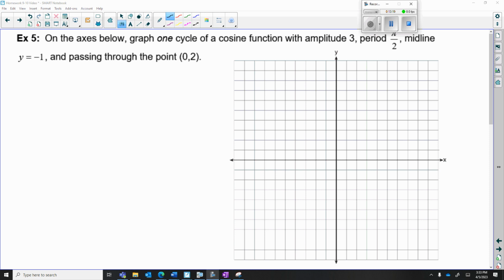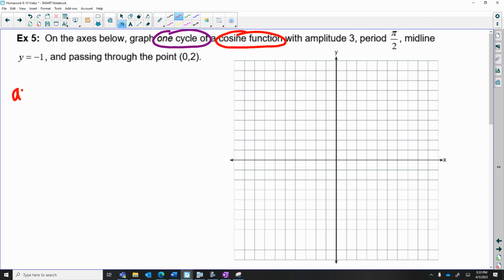Now, what may show up on the regions, you ask? Well, here is a regions question. On the axes below, sketch one cycle, so that means one full curve of a cosine function. Circle that, and then it has some key information. Okay, so the amplitude is 3. Let's write that down. The midline is y equals -1.